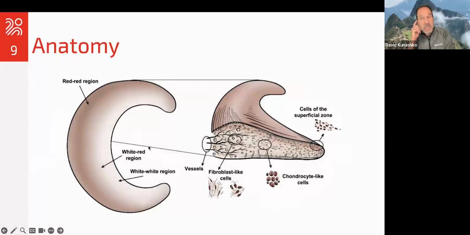If you cut into the meniscal cartilage, you'll see there are different kinds of cells. There are chondrocyte-like cells, which produce collagen and help the meniscus repair. Then there are fibroblast-like cells. Chondrocytes are cartilage-like cells, and fibroblast-like cells produce collagen as well. You can see there are some blood vessels, and there's this white region, the inner portion, and the outer portion is the red region.